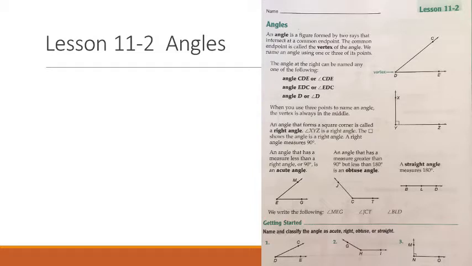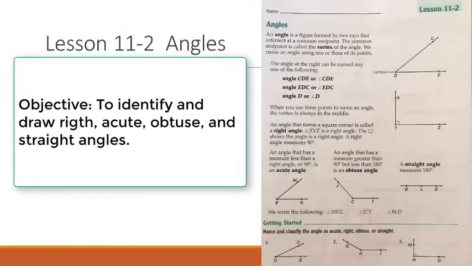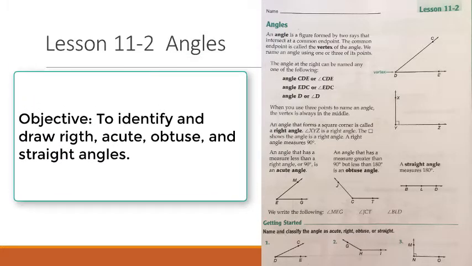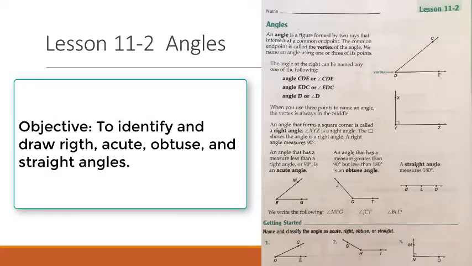Go to page 217 to 218. The topic is angles. Objective: to identify and draw right, acute, obtuse, and straight angles. Okay, let's start the class now.